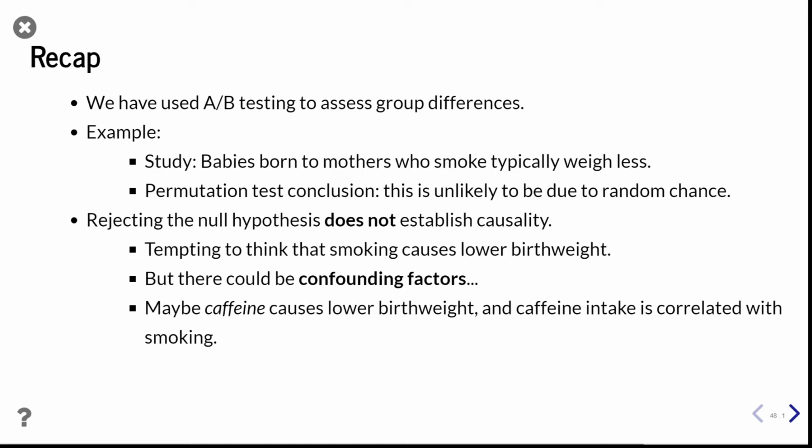For example, instead of smoking, it could have been caffeine that caused lower birth weight, and caffeine was correlated with smoking. So that's why we saw smokers having lighter babies. Or it could have been that the Patriots stored their footballs incorrectly in a way that caused damage.